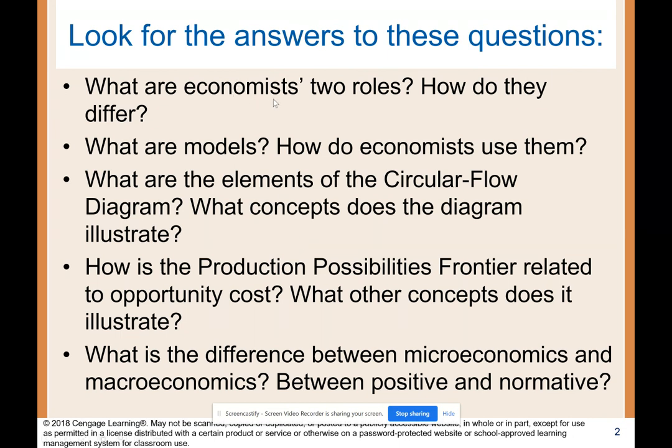What are economists' two roles and how do they differ? What are models? How do economists use them? What are the elements of the circular flow diagram? What concepts does the diagram illustrate? How is the production possibilities frontier related to opportunity cost? What other concepts does it illustrate? What is the difference between microeconomics and macroeconomics, between positive and normative?